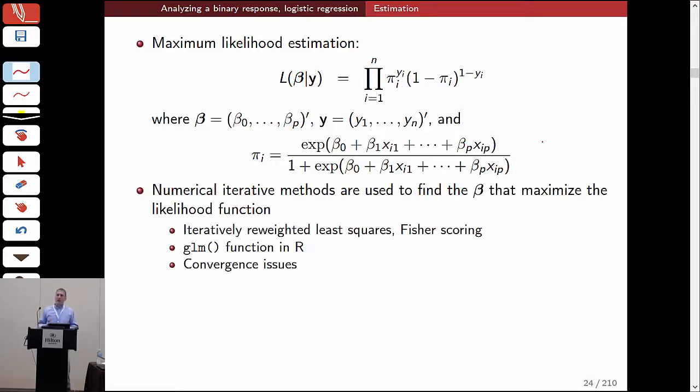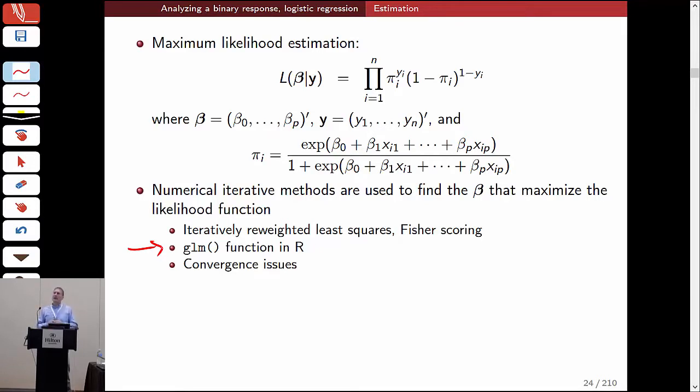It's unfortunate that in most situations you can't find a nice closed form expression for the maximum likelihood estimates, which I'm going to call beta hats, in terms of your x's and the y's. So you're going to have to use numerical iterative methods to find the beta that maximizes that likelihood function. Typically you use iteratively reweighted least squares, or equivalently Fisher scoring. Now R does this automatically for us using the nice function glm.